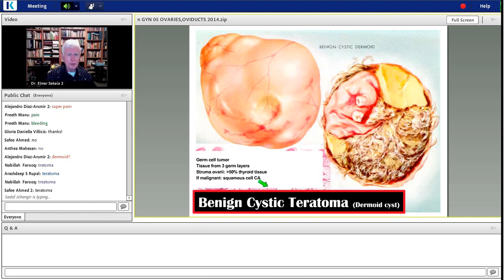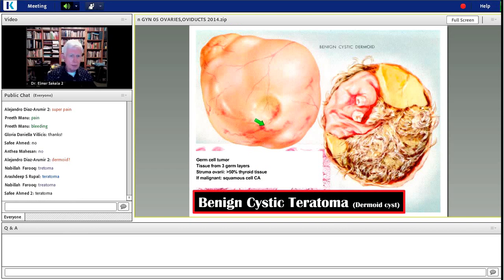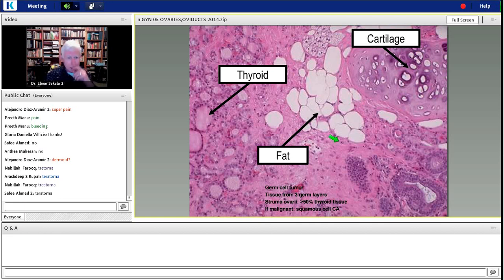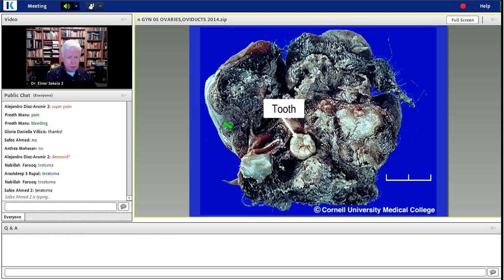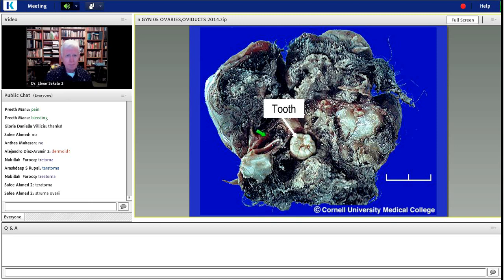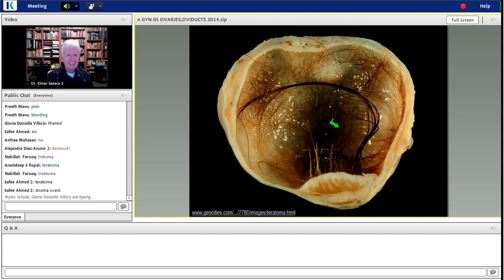And here we have the dermoid. You can see it is well encapsulated. Here it has hair, fat, and it can even have teeth in it. Histologically, you can see cartilage, fat, and thyroid. If it's mostly thyroid, it can be called struma ovarii. How do you know if it's a dermoid cyst? You put the patient in a cold room and you listen for the teeth to chatter.